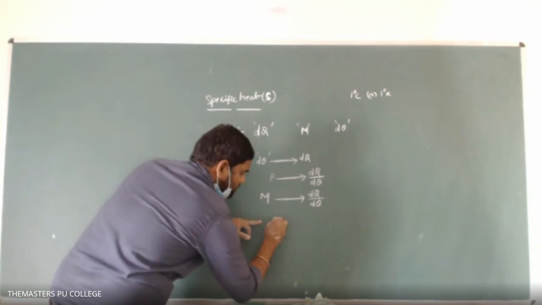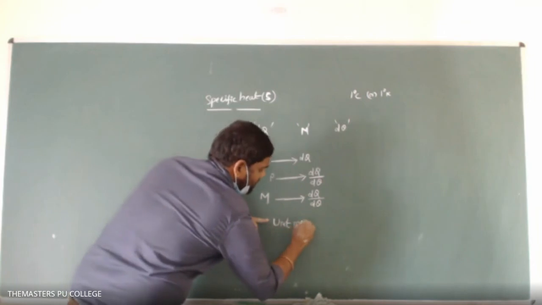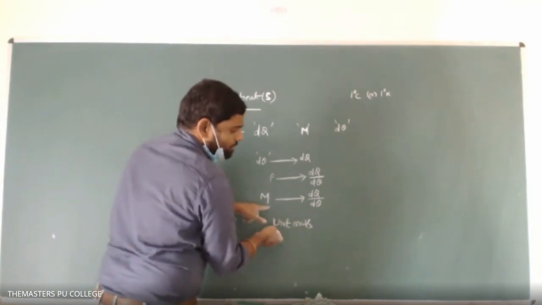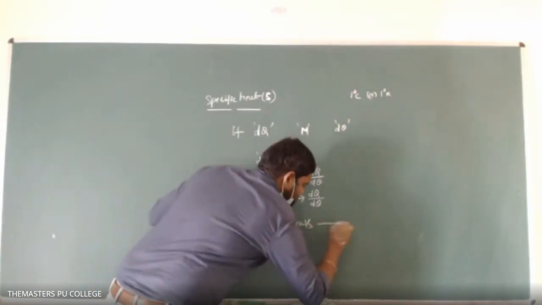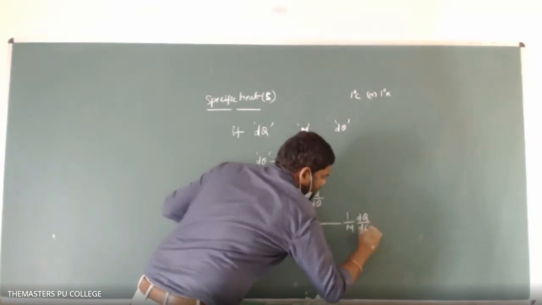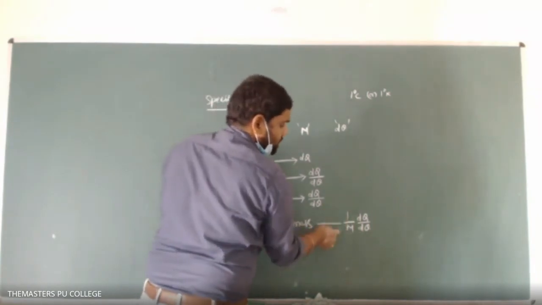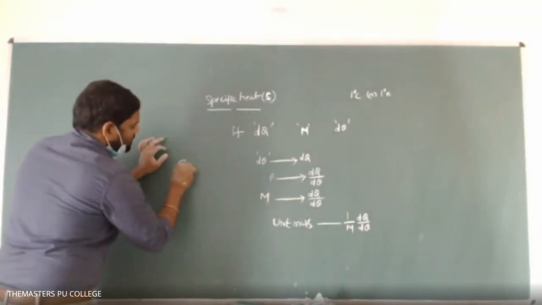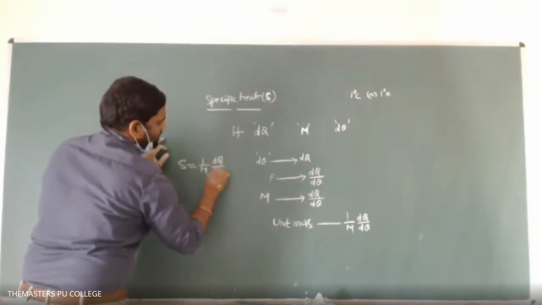Yes. So for unit mass, either 1 gram or 1 kg, depending upon the system which we have chosen. If you have chosen the CGS system, unit mass is 1 gram. If you have chosen the SI system, unit mass is 1 kg. So for unit mass, the heat required is 1 by m of dq by d theta. Hence this is the heat required to raise a unit mass of substance by 1 degree. That is known as the specific heat. That's why specific heat S is equal to 1 by m into dq by d theta.